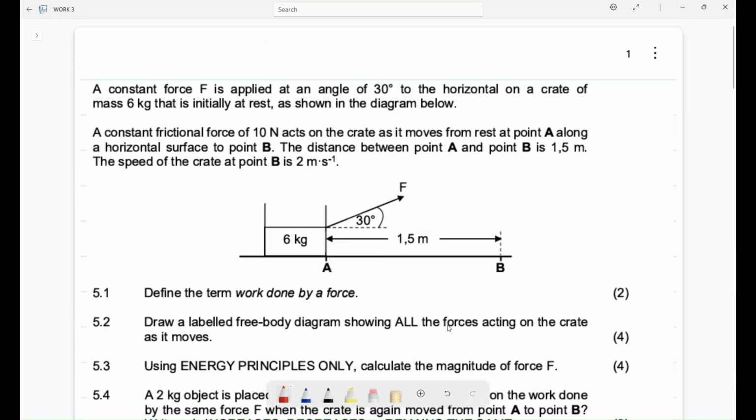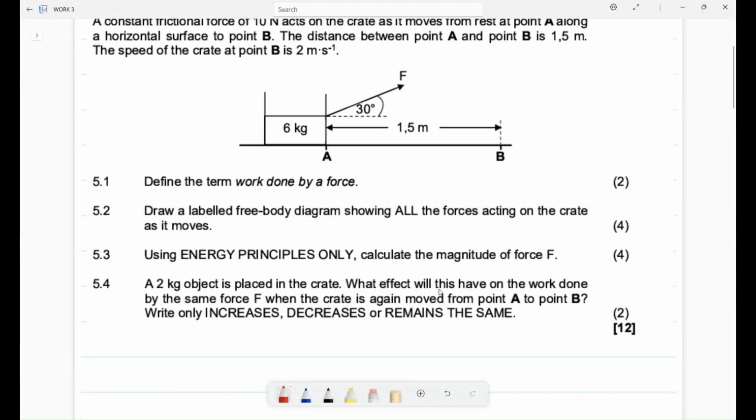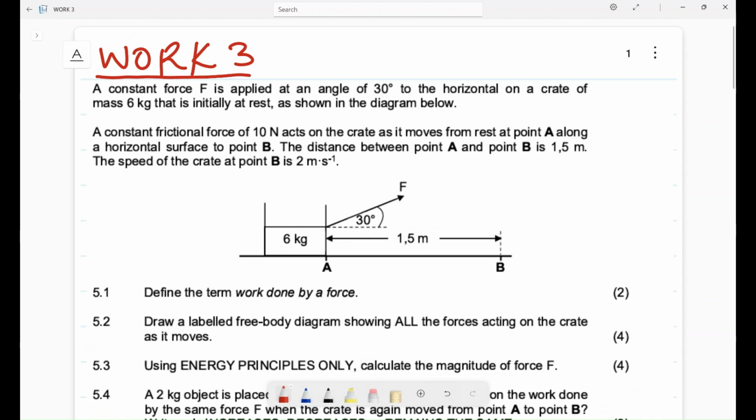In today's video, we're going to do an exam question for work, energy and power. So this will be number three. Remember, in the previous video we did number two, based on the experiment. Now in today's video, we're going to do number three. So it reads as follows.